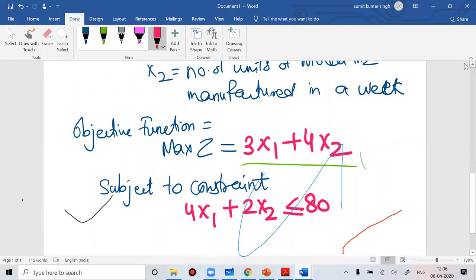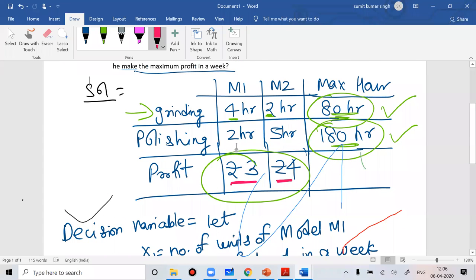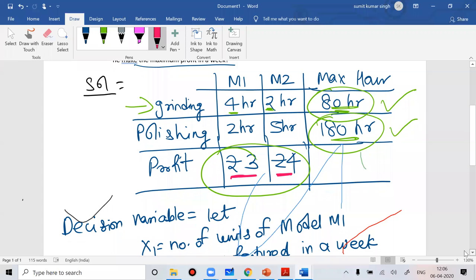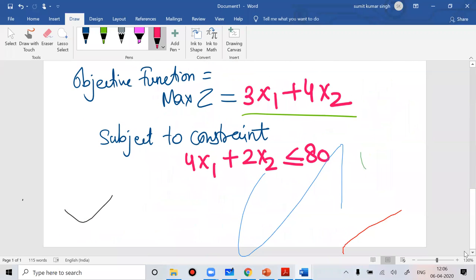Okay, what is the next constraint? The next constraint is polishing. For polishing, you'll write 2 hours on M1 and 5 hours on M2. So you'll write 2x1 plus 5x2 is less than or equal to 180 hours. These are your two constraints.